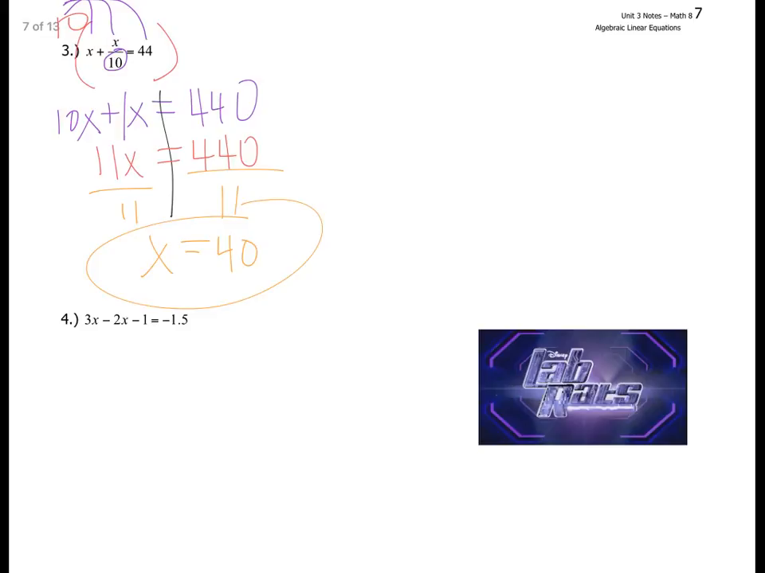Number 4, we start by drawing our line. We don't need to distribute anything, so we're going to skip to combining like terms. 3x minus 2x is 1x minus 1 equals negative 1.5. Then we need to get the constants to one side since our variable already is. So we're going to add 1 to both sides. So 1x equals negative 0.5, which is our answer. X equals negative 0.5.